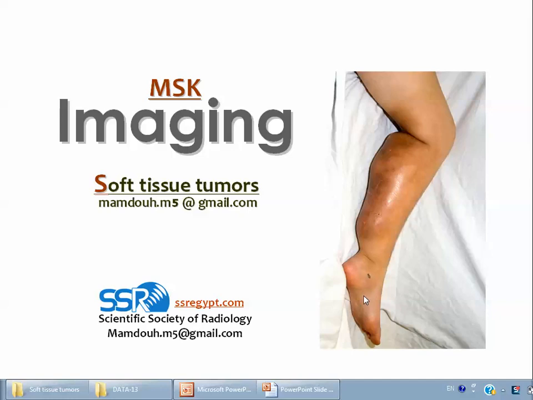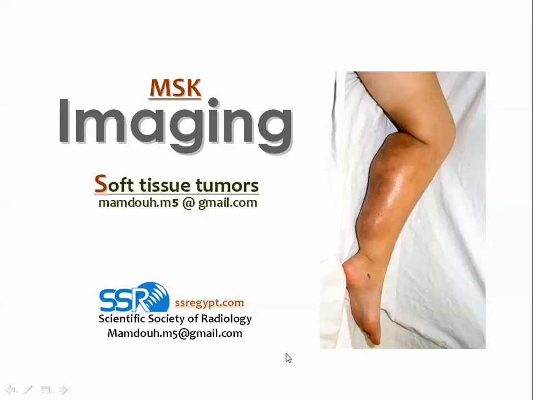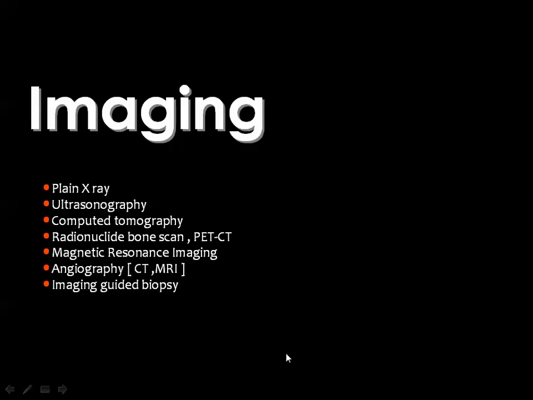Dear colleagues, now we will handle one of the tough topics in musculoskeletal imaging, which is the diagnosis of soft tissue tumors. And in my opinion, this was the remaining part that I did not handle before, and I will handle this topic in 3 or 4 parts. Starting with the first part, this is a long topic, of course, as you all know, but we will try to simplify it as much as we can.